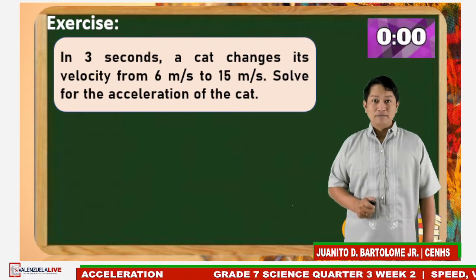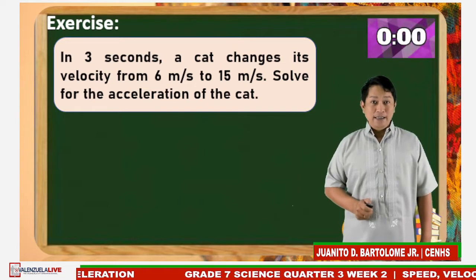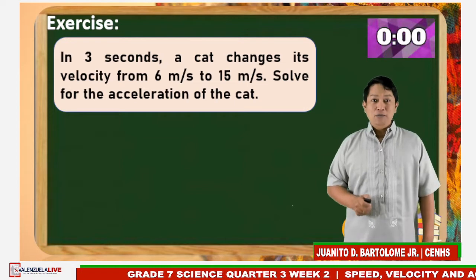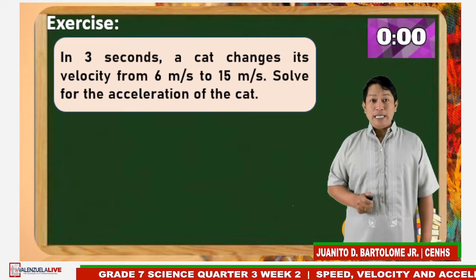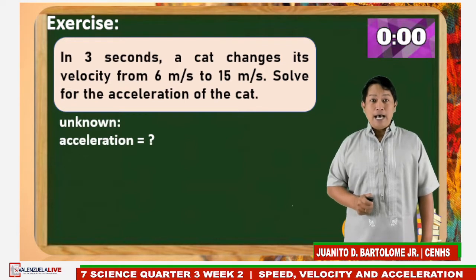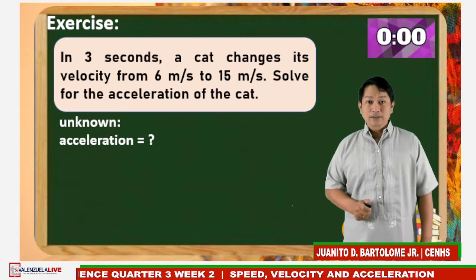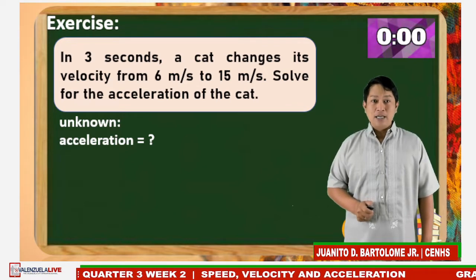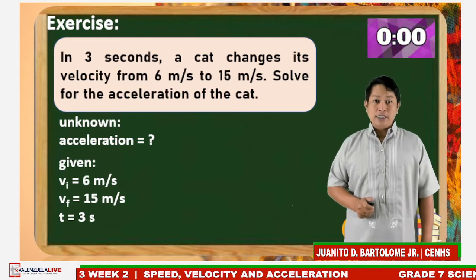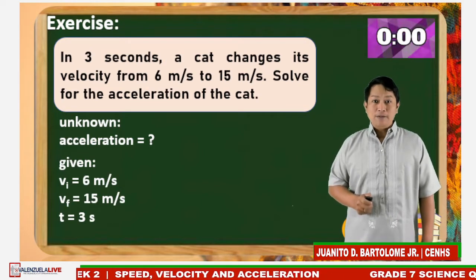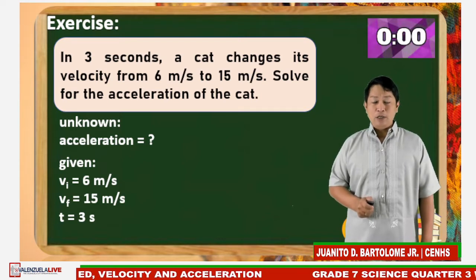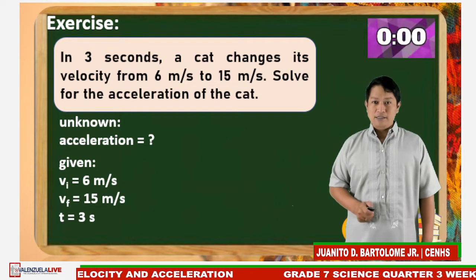Time's up. Let us now reveal the solution and the answer. First, let us find out what is being asked. Based on the problem, we have to solve for the acceleration of a cat. The unknown quantity in the problem is the acceleration. Second, identify the given quantities. Our given quantities are the initial velocity of the cat, which is 6 meters per second. Its final velocity is 15 meters per second, and the time of change in velocity is 3 seconds.